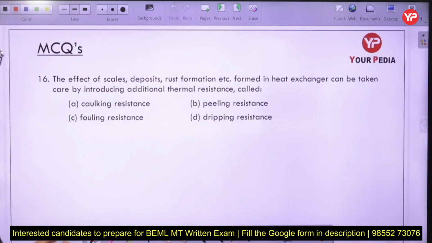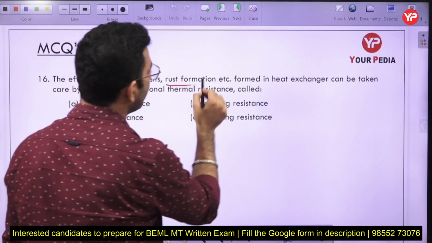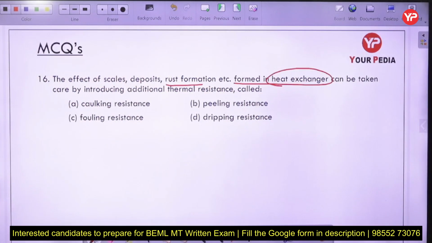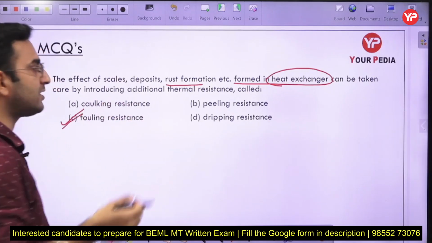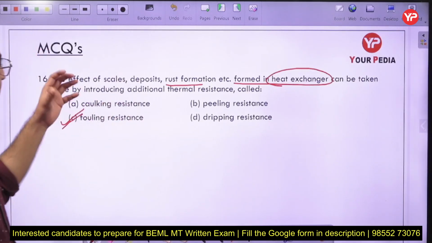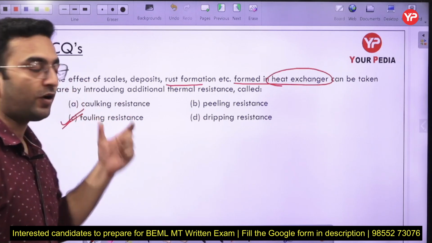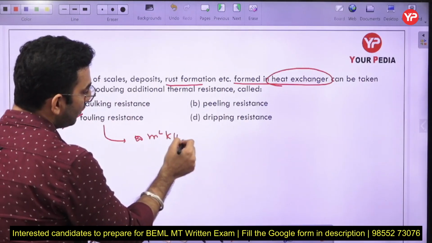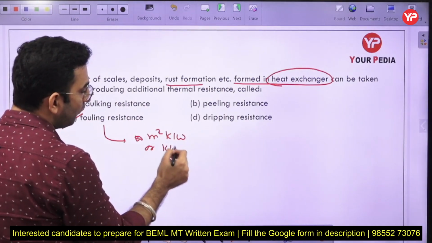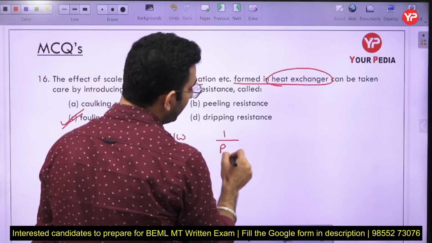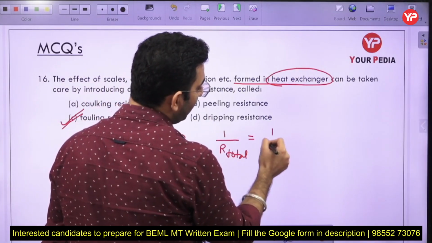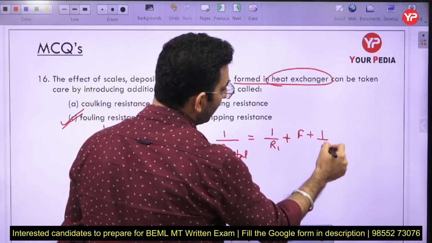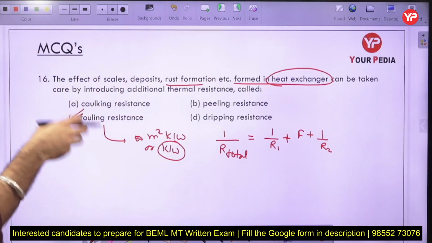Next question. The effect of scales, deposits, rust formation, etc. formed in the heat exchanger can be taken care of by introducing an additional thermal resistance. That is basically a fouling resistance here. This effect is known as fouling, and the resistance is considered with the parameter of fouling resistance, and the unit here will be meter square Kelvin per watt. If you are calculating the total resistance, it will be written as 1/R1 plus fouling resistance plus 1/R2. So it is simply added up in the resistance part here.